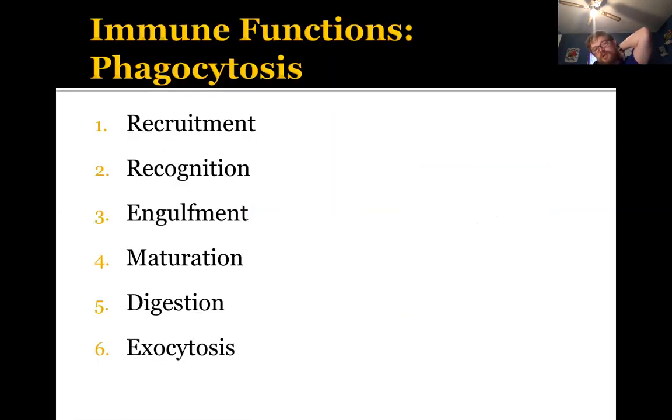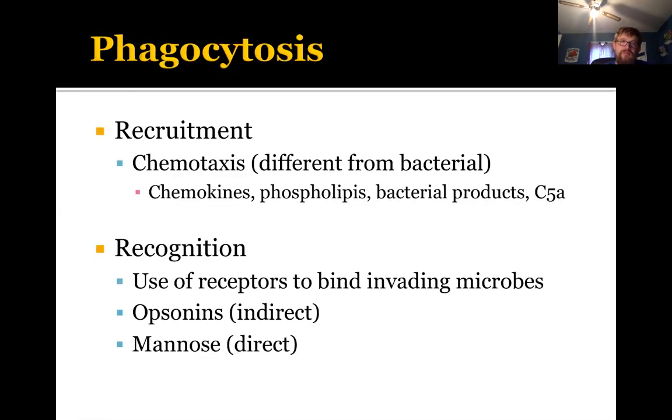Good, doing good on time. So let's talk about phagocytosis, this ingestion of a pathogen by the immune system. You have six major things that are going on: recruitment, recognition, engulfment, maturation, digestion, and exocytosis. I know that's quick, but we're going to talk about each of these points together.